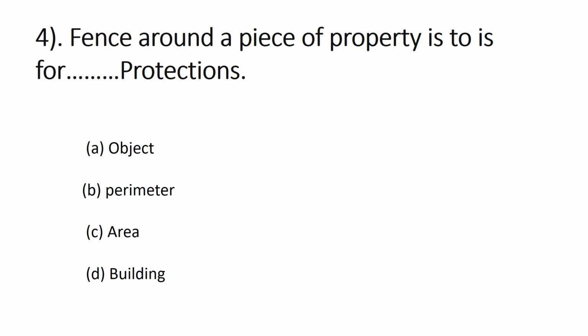Number 4: a fence around a piece of property is for protection. A, object. B, perimeter. C, area. D, building. Okay, people use a fence around the property as perimeter protection, right? That's why B is the correct answer. A fence around a piece of property is for perimeter protection.